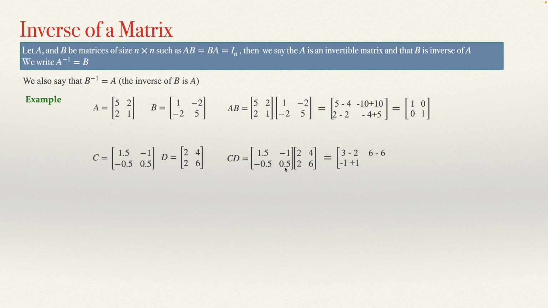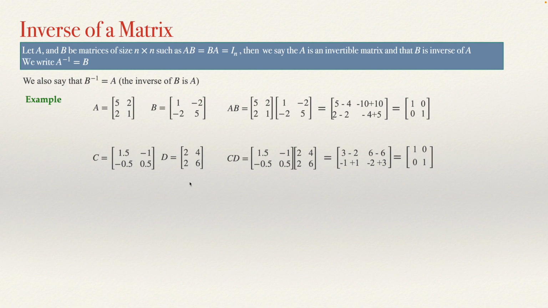And finally, the last entry of this row will be the second row of the first matrix multiplied by the second column of the second matrix. Minus 0.5 times 4 is negative 2, 0.5 times 6 is positive 3, so it will be negative 2 plus 3. So I close the bracket, and then the answer will be 3 minus 2 is 1, 6 minus 6 is 0, here minus 1 plus 1 is 0, minus 2 plus 3 is 1.